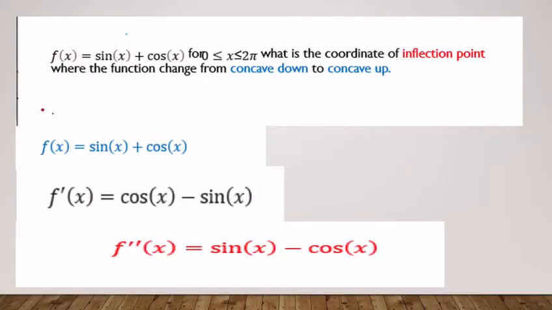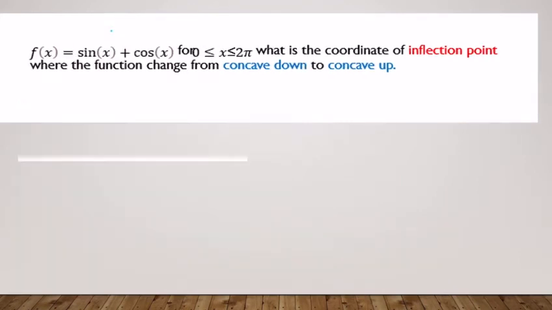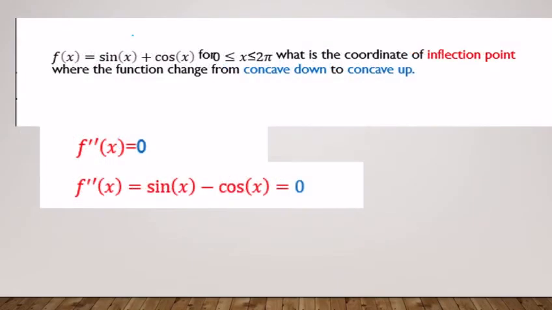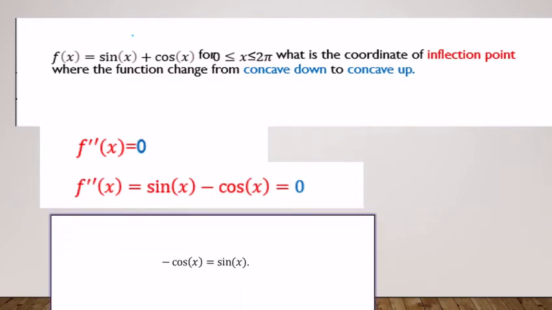After getting the second derivative, we move to the next step, which is putting the second derivative equal to 0. So f double prime of x equals 0. It will be f double prime of x equals sine x minus cosine x, that will equal 0. So now we move to solving for x. So we move sine x to the other side. So it will be minus cosine x equals sine x.